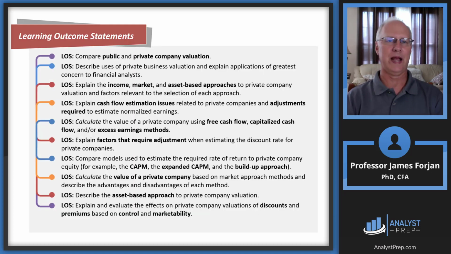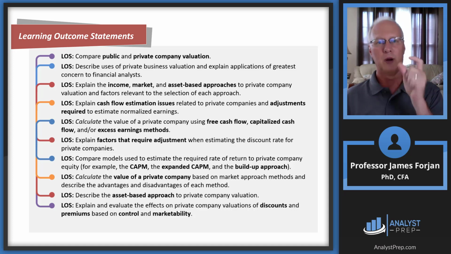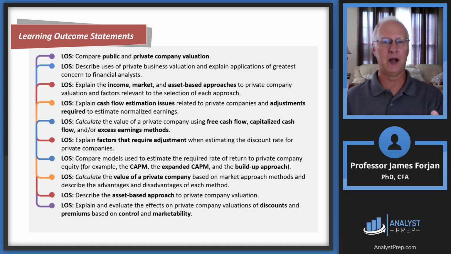Boy, I'd love to be able to pick out the two most important LOSs here. I said this before, public and private company comparison. That's a good one. But what is that? The fourth one down, explain income, market and asset-based approaches, and then skip down to calculate the value using free cash flow, capitalized cash flow, and the excess earnings. I think those are probably the super important ones. And then, of course, trying to figure out what kind of a discount rate to use.